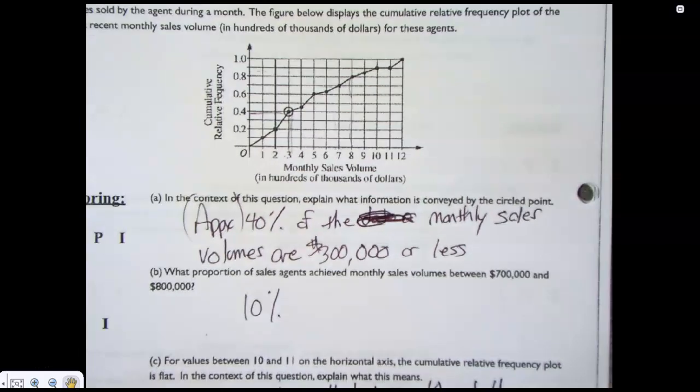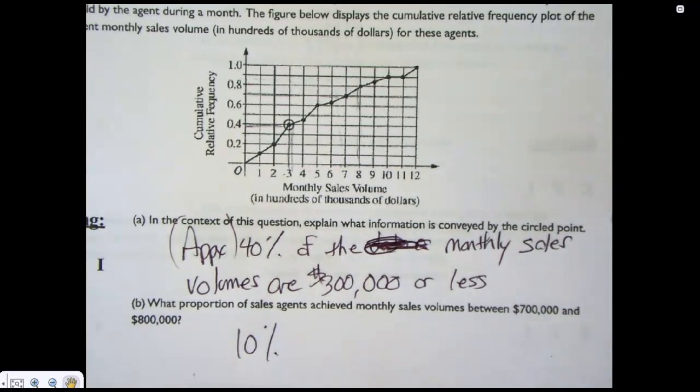Part C is the confusing one, I think. They're asking what it means that it's flat here. So you've got this piece here that doesn't move. Think about it this way: if I said what percent of agents sold 10,000, which is a million, or less, what would you say? You would say 90%, right? If I said what percent of agents sold 11,000 or less, you'd still say 90. So what percent of agents sold between 10 and 11,000? None. There's nobody in this window.